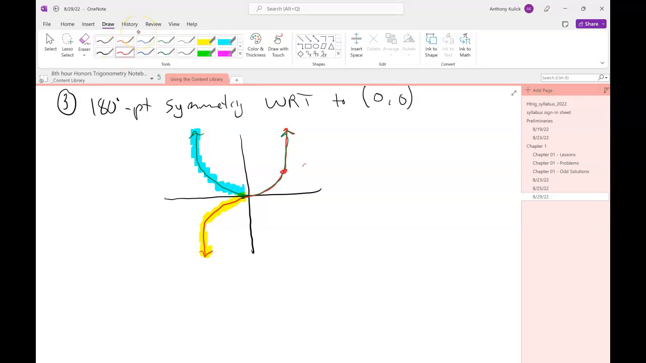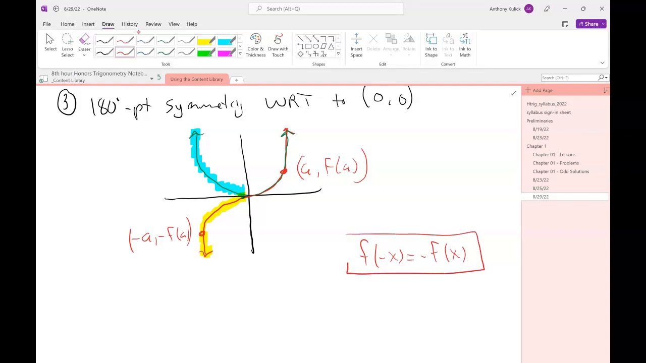So algebraically, what is this saying? If we have the point (a, f(a)), we should also have (-a, -f(a)), right? Or that f of negative x equals negative f of x. And these guys get a name too. These are called odd functions.